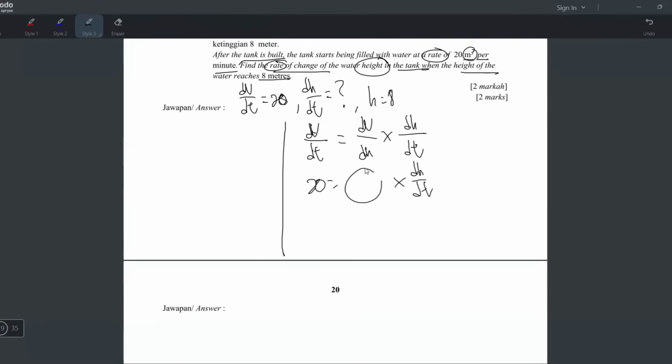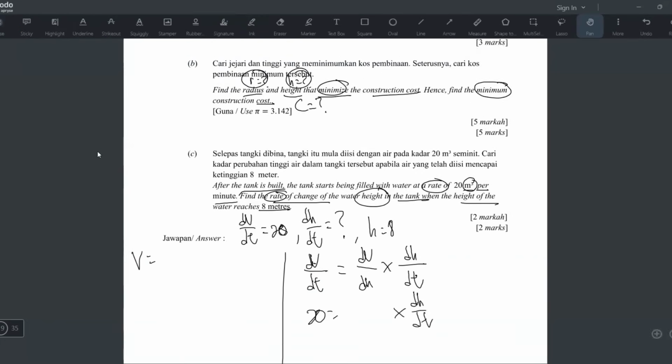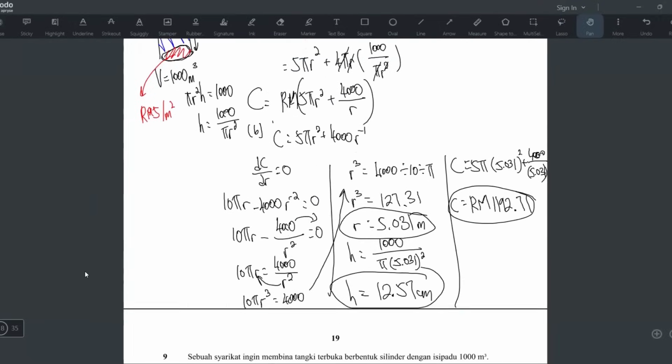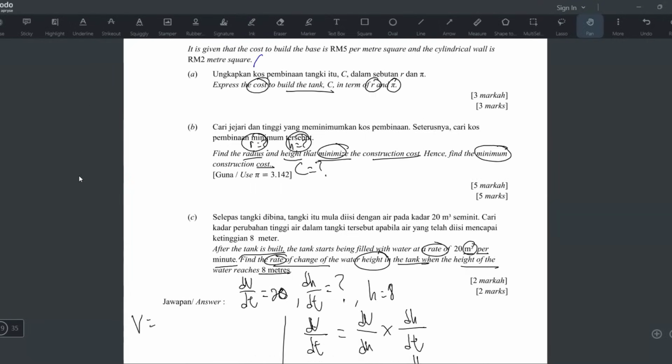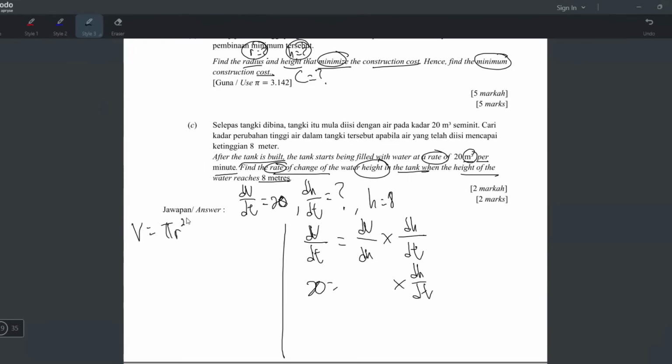So I think I have to find my own dV/dh. But if we want to find dV/dh, we must first have the equation V in terms of h. In order to find dV/dh, we need V in terms of h. Do I have the equation V in terms of h? I know the V for a cylinder is pi r square h. But I only want V in terms of h only. So I have to get rid of the r. Okay, let me think. How should I do this?